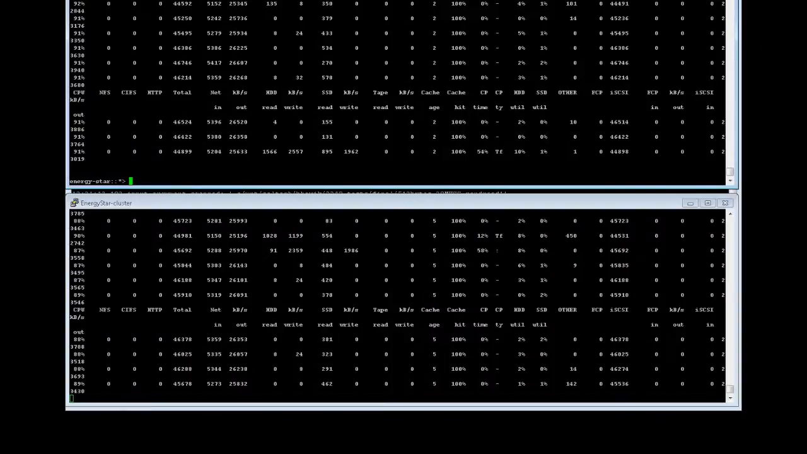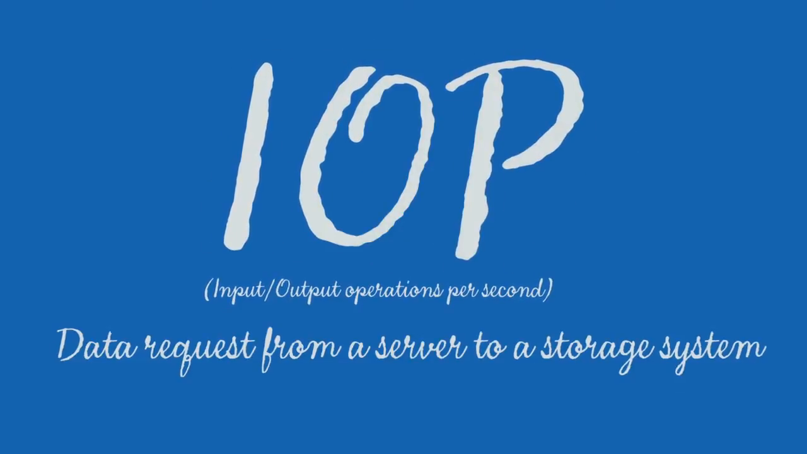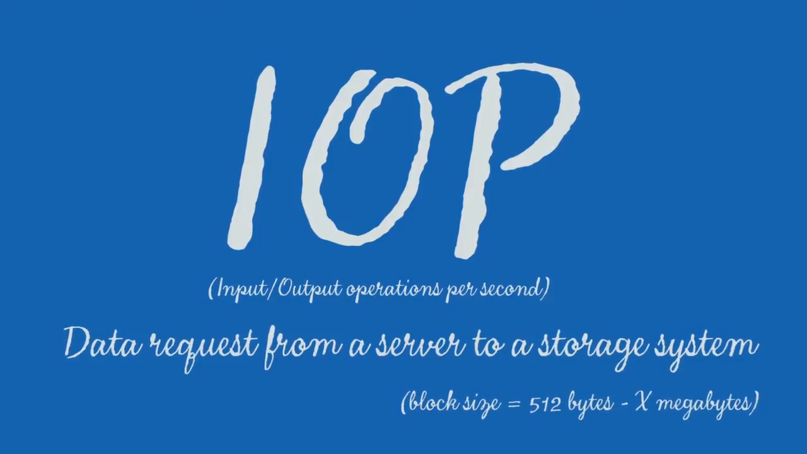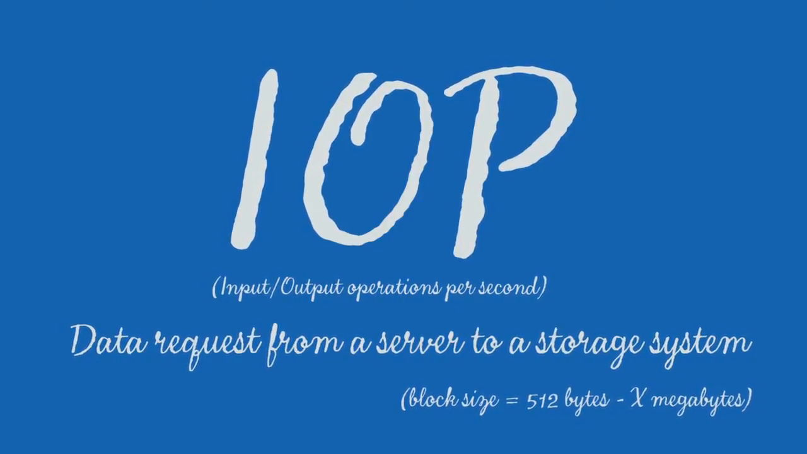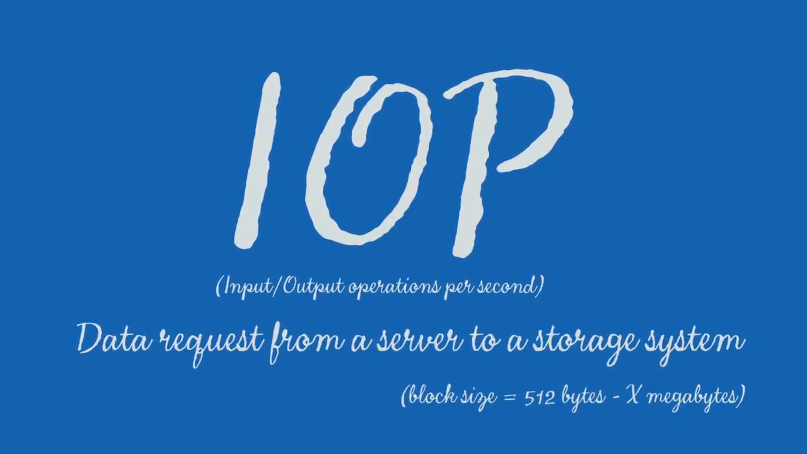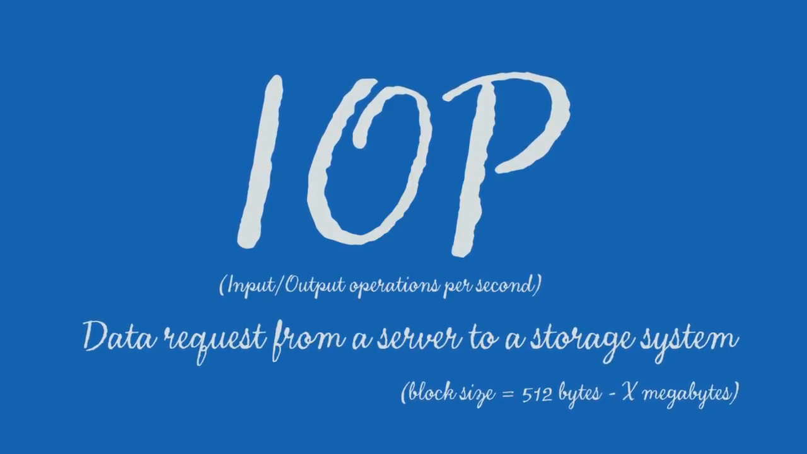Let's start by defining some key terms. IOP. For our purposes, an IOP is a request from a server to a storage controller. It will have a defined size that can range from 512 bytes to multiple megabytes.